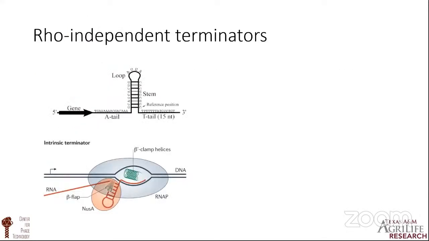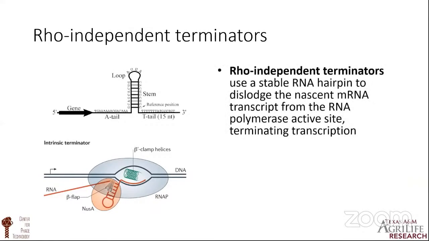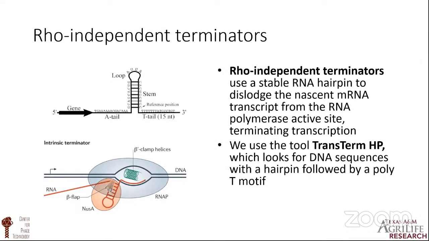Another part of the structural annotation workflow is the identification of rho-independent terminators. Rho-independent terminators form a stable RNA hairpin that will dislodge the mRNA transcript from the RNA polymerase active site. And these occur at the end of the transcript too, as the name implies, terminate transcription. To find these, we use a tool called TransTermHP.